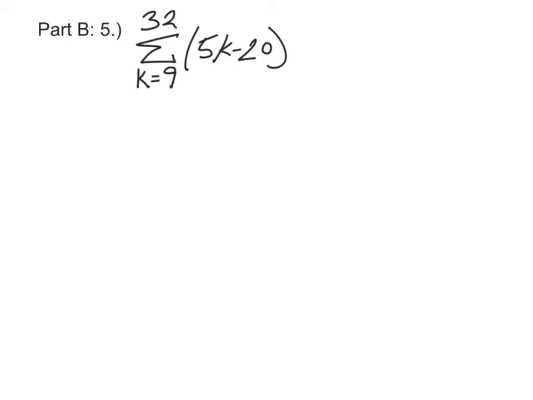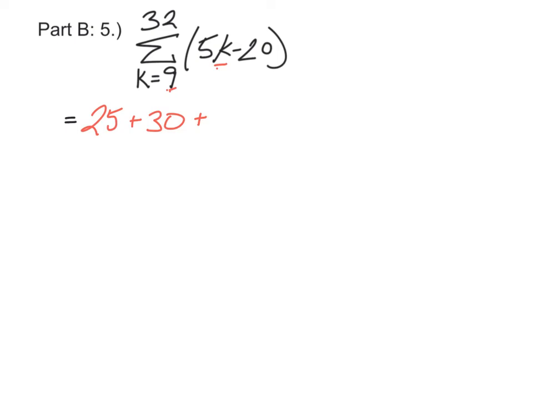The last problem in this section is another summation problem. So using sigma notation. And our first step should always, always, always be list those things out. So what I'm going to do first is just write in for k, I'm going to plug in 9. So 5 times 9 is 45. 45 minus 20 makes 25. Then I'm going to bump that up to 10. So I keep adding 1 to the k. 5 times 10 is 50. 50 minus 20 is 30.